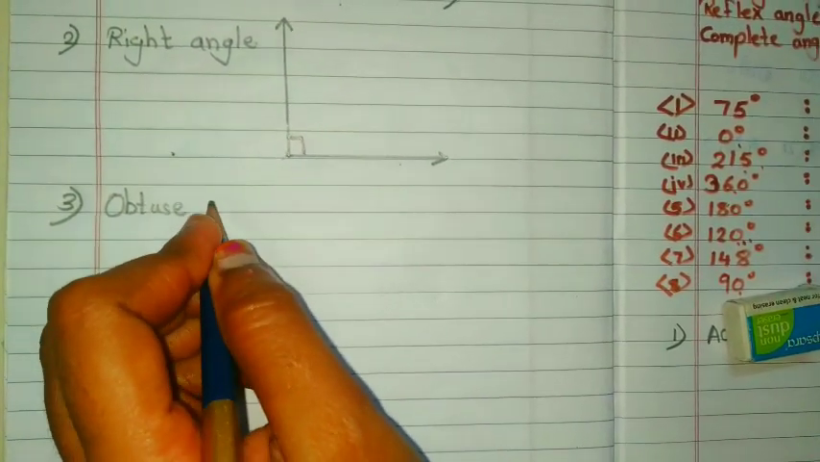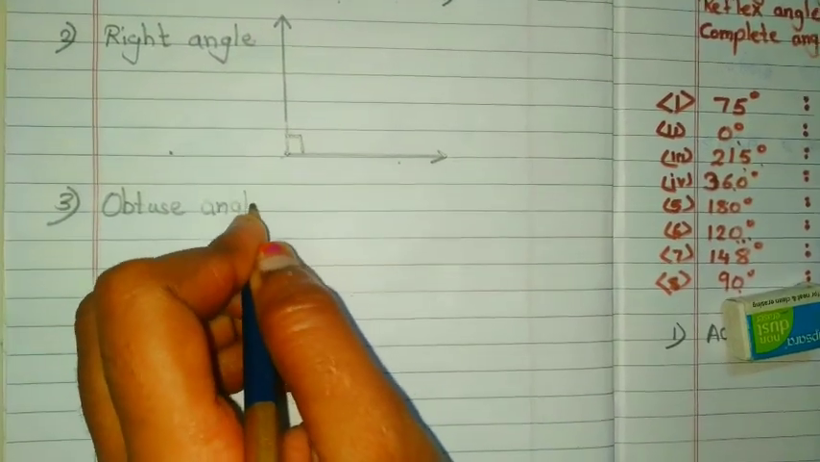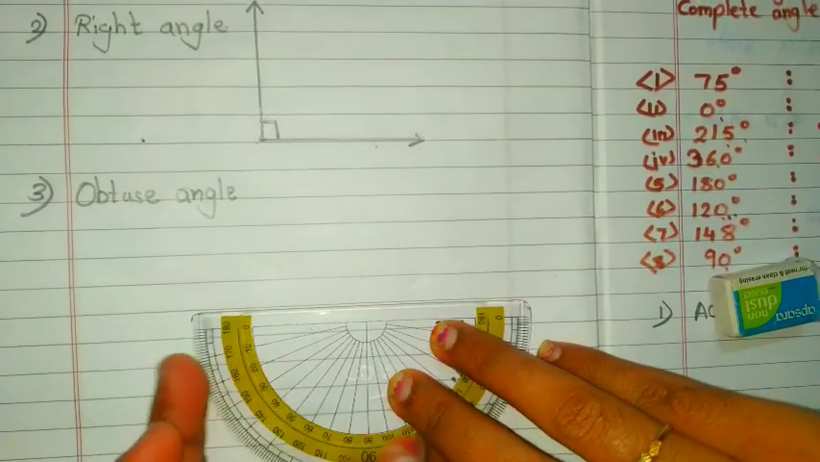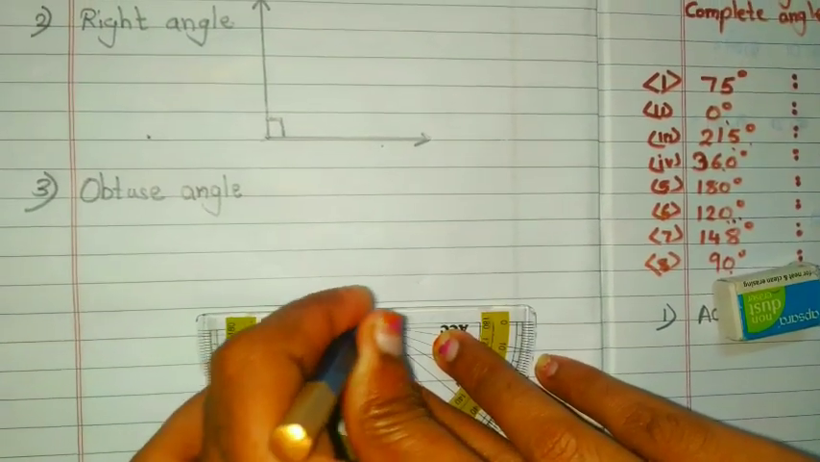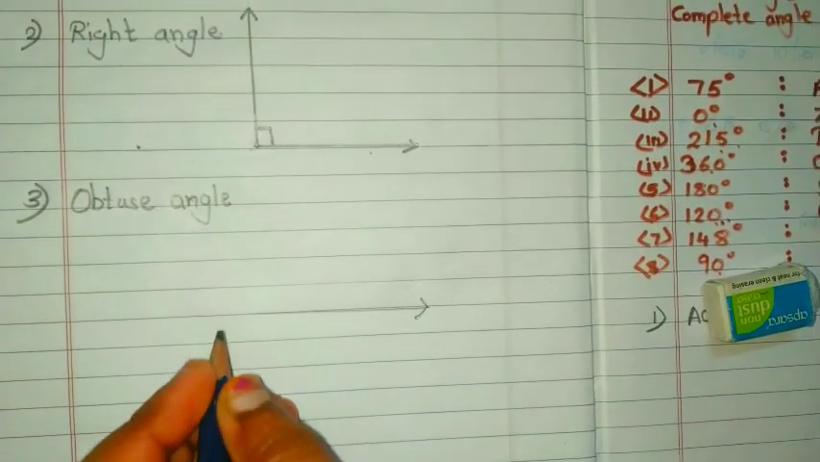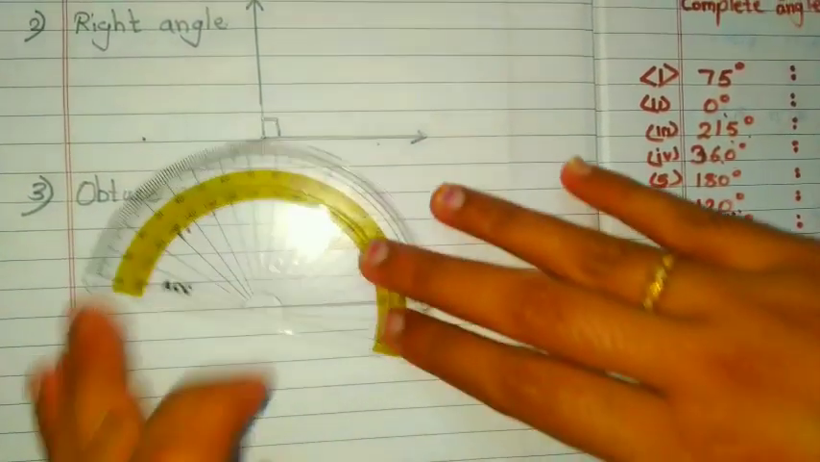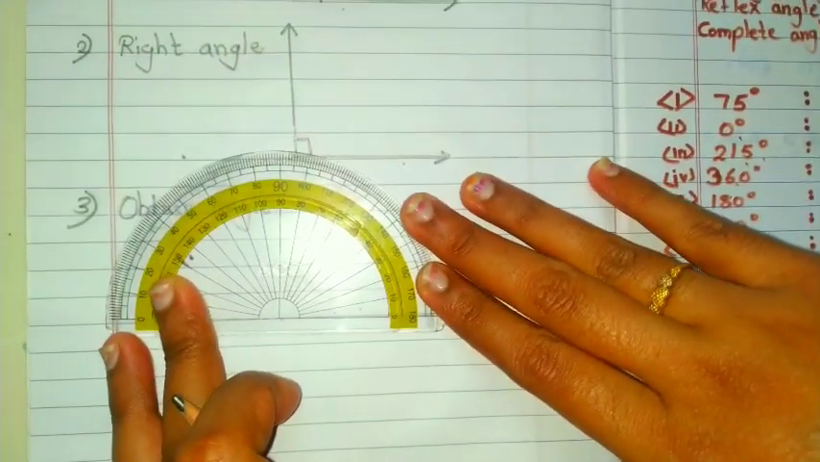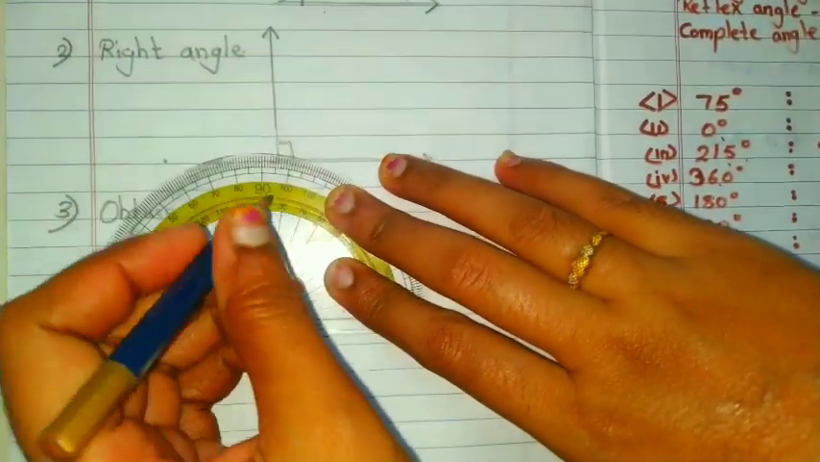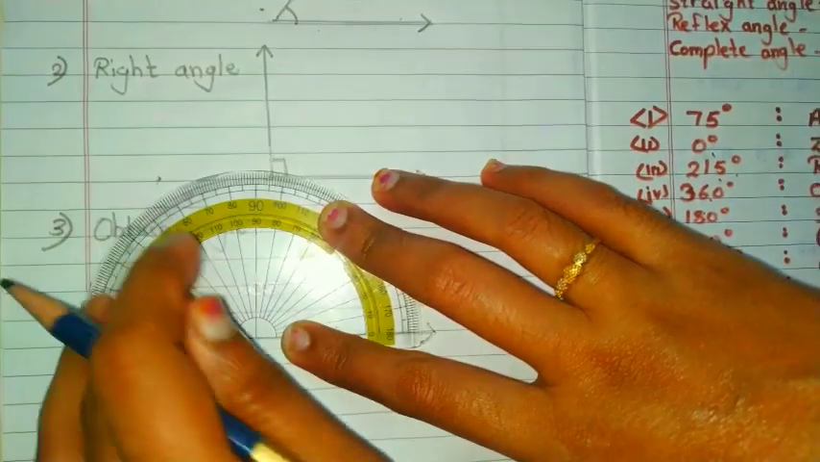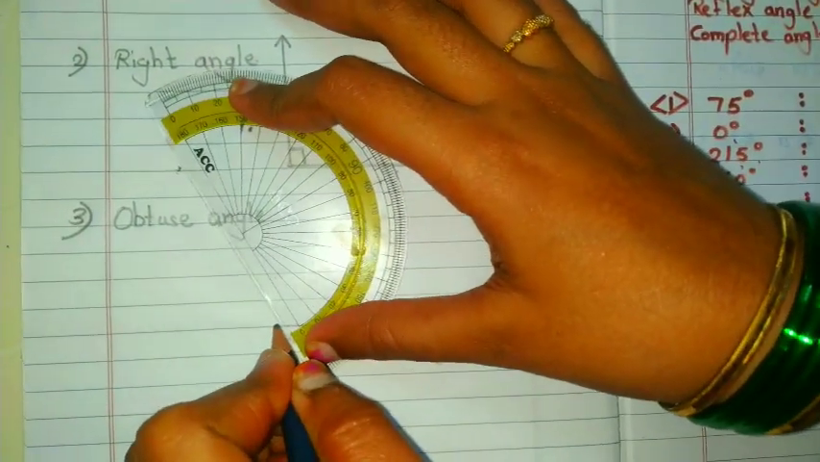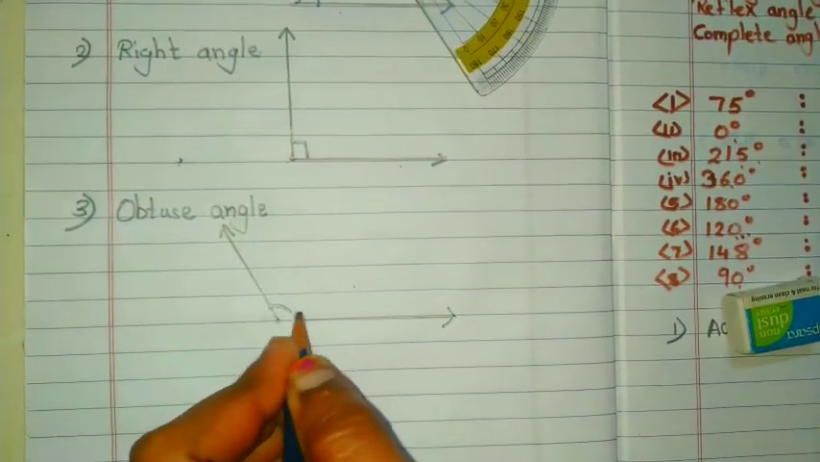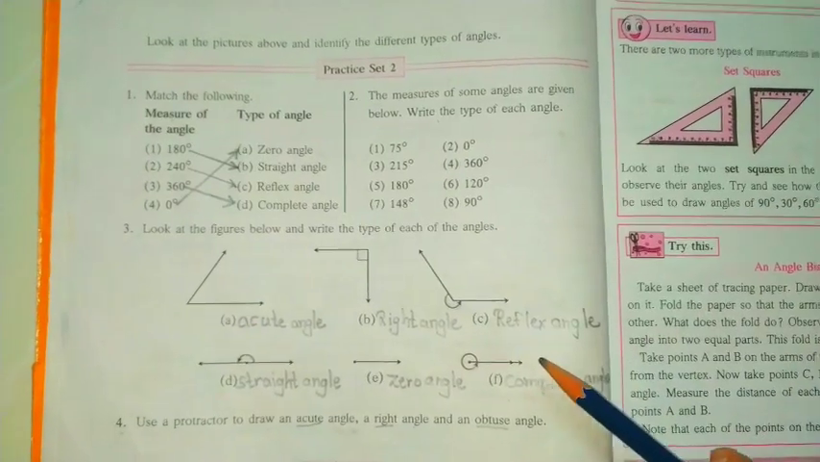Obtuse angle means greater than 90 degree and below 180 degree. You can use a protractor and make a ray. Draw a ray and you kept here and greater than 90 degree and below 180 degree. After 90 degree any can you draw just like this one is obtuse angle. Hope you understand practice set 2.